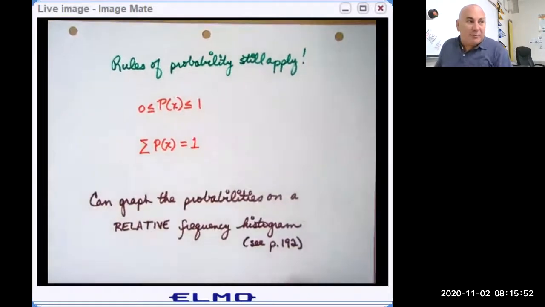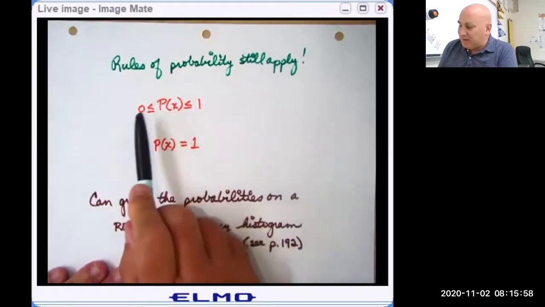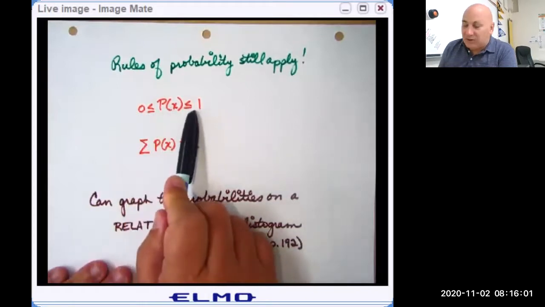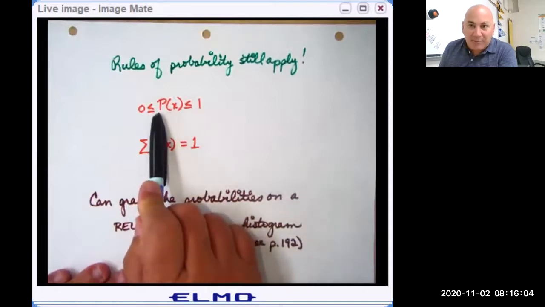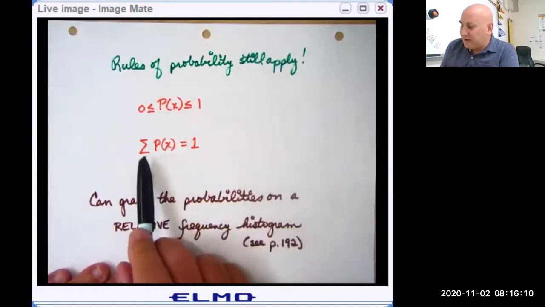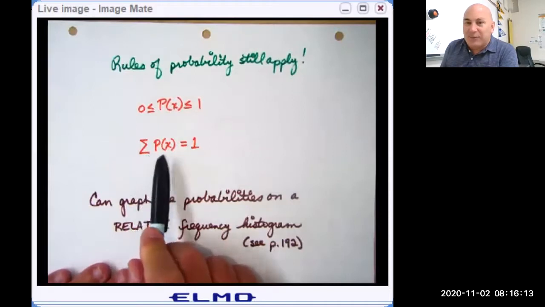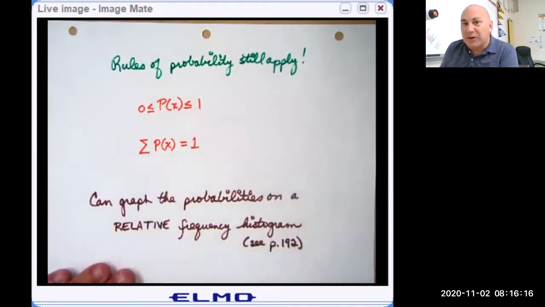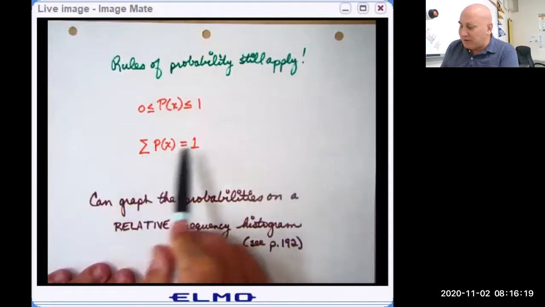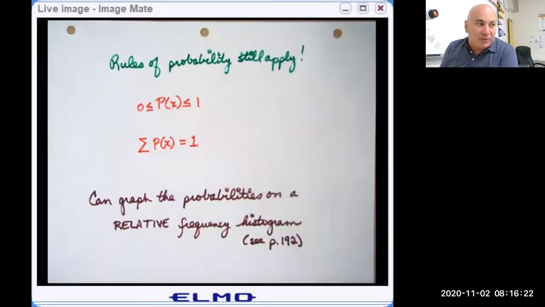Since we're dealing with probability, obviously the rules of probability still apply. A probability must be a number between 0 and 1 inclusive. That's what that P stands for, probability. It doesn't stand for counts. And then, of course, if you take all of the outcomes in your sample space and associate a probability with them, you add up all those probabilities, they must equal 1 or 100%. You can graph probabilities on a relative frequency histogram. You might want to review what that looks like earlier in the book, but let's take a look at page 192.